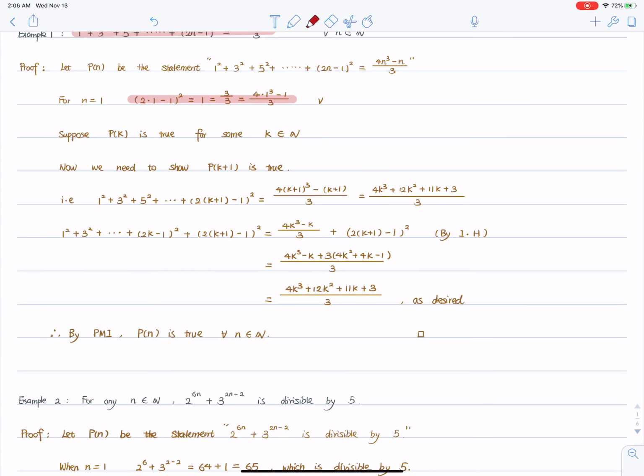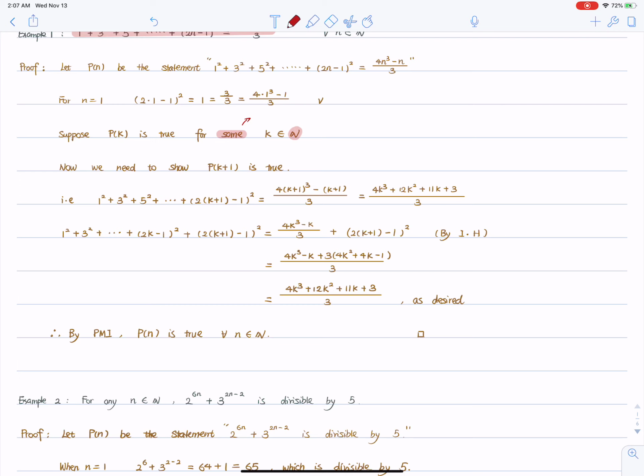Your inductive hypothesis is: suppose P(k) is true for some k in natural numbers. Again, those two points are really important: for some k in natural numbers. For some k here, please do not put for all k, because if you suppose all of the natural numbers are true, then what's left to prove, right? So we suppose for some k is true, and we need to show that for all k it is true.